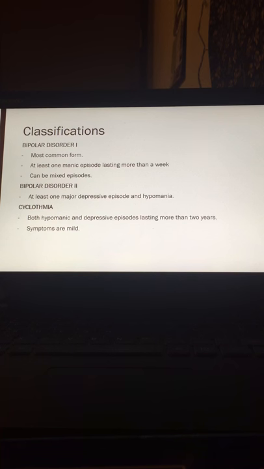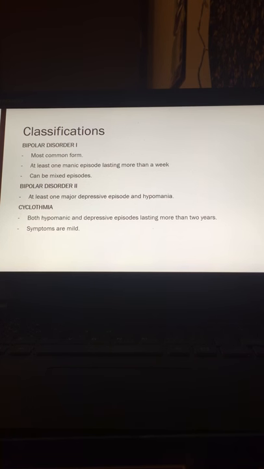And then bipolar disorder 2 is at least one major depressive episode and hypomania. And hypomania is elevated or irritable mood over time, and it's a little bit more mild symptoms of mania. And this cycle causes less dysfunction because the symptoms aren't as severe.